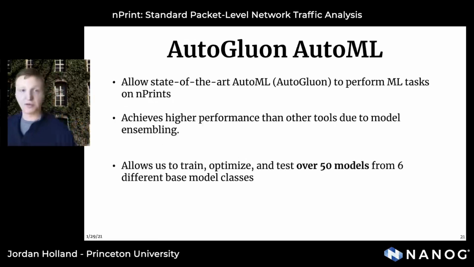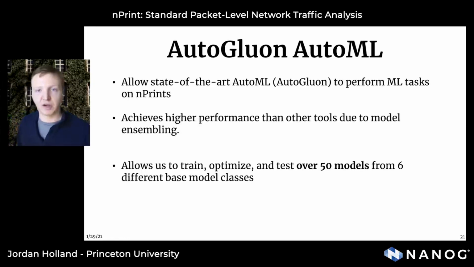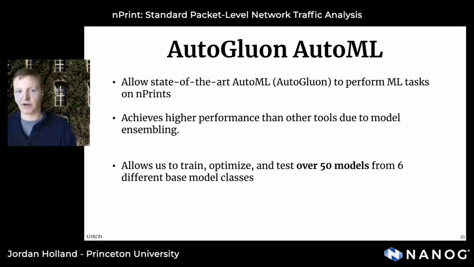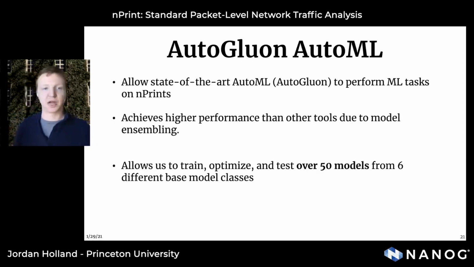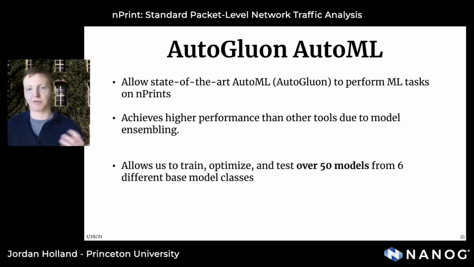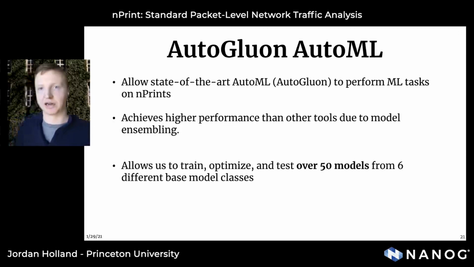So specifically, we're going to use AutoGluon AutoML. So what AutoGluon is, it allows us to basically take a CSV file and run optimized machine learning tests without writing any code. And AutoGluon is built by Amazon, and it's been shown to achieve higher performance than other models due to ensembling models, or basically just combining different models to mask each other's weaknesses. And this is going to allow us to train and test over 50 models from 6 different base model classes for every single problem we test without actually writing any code.